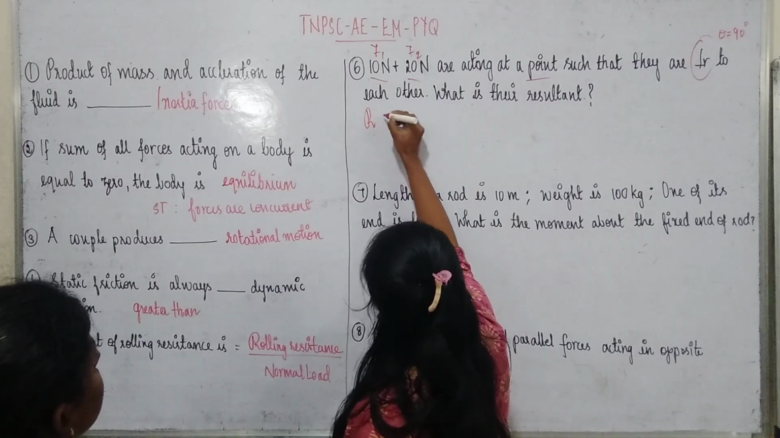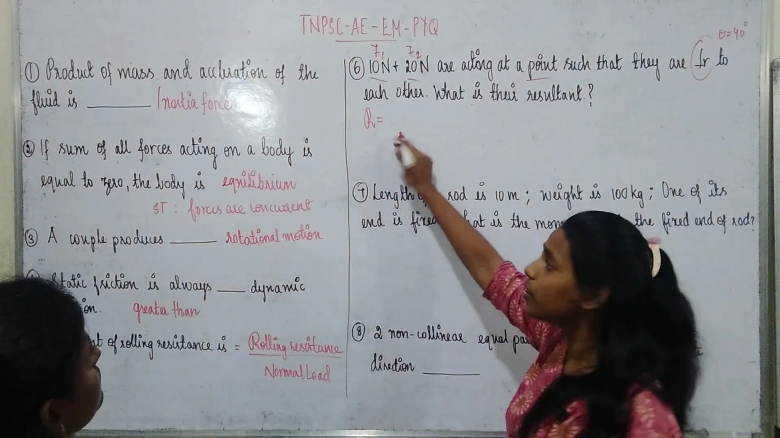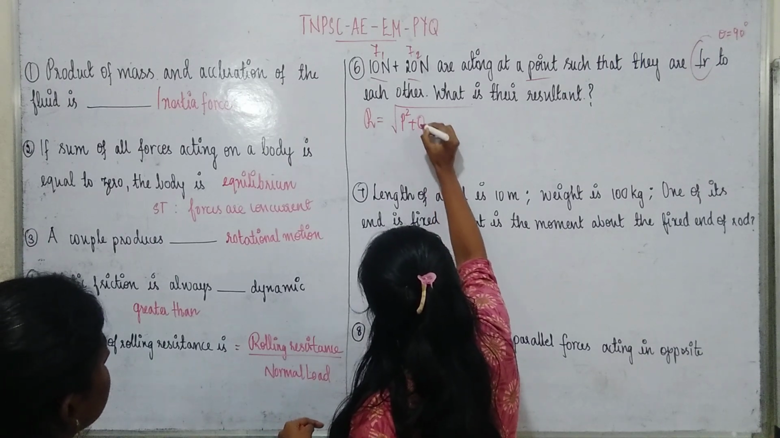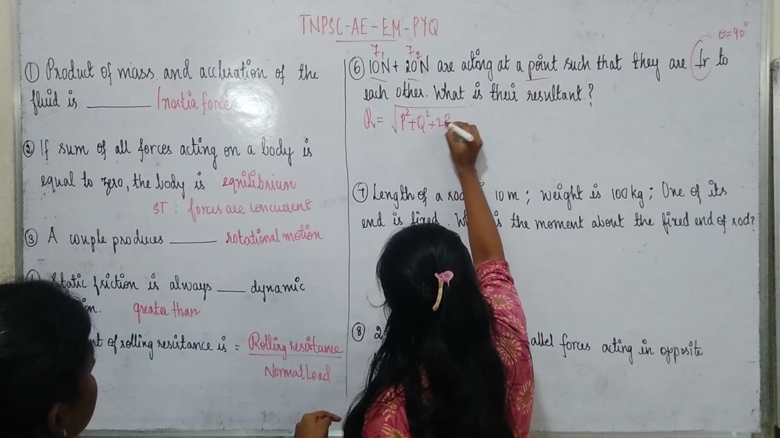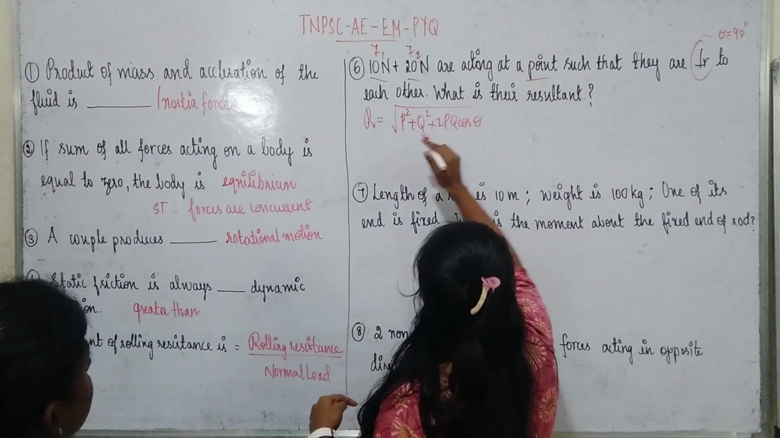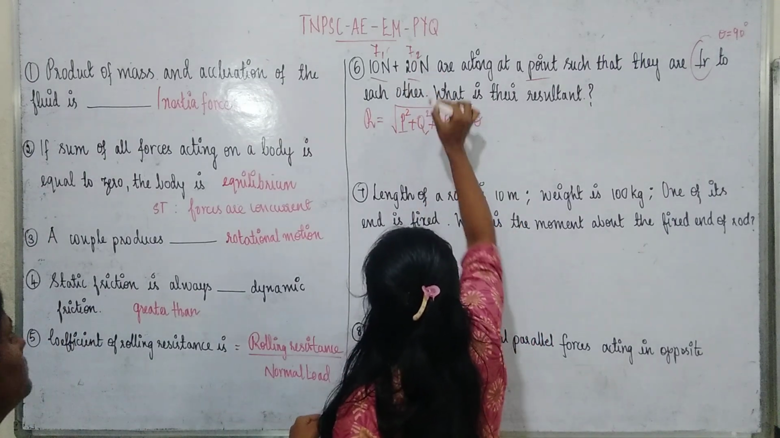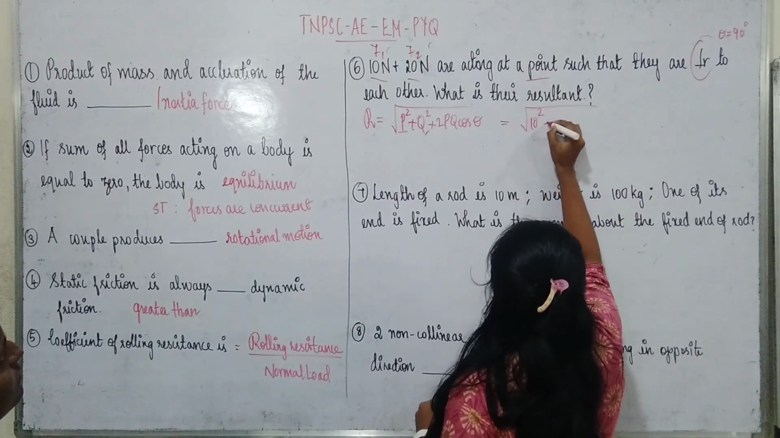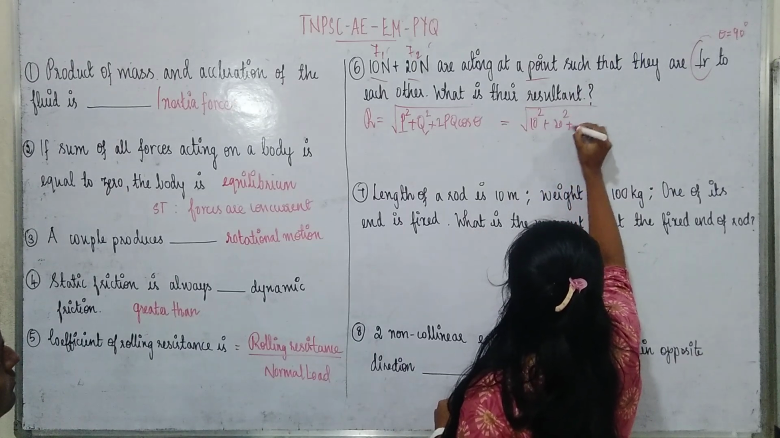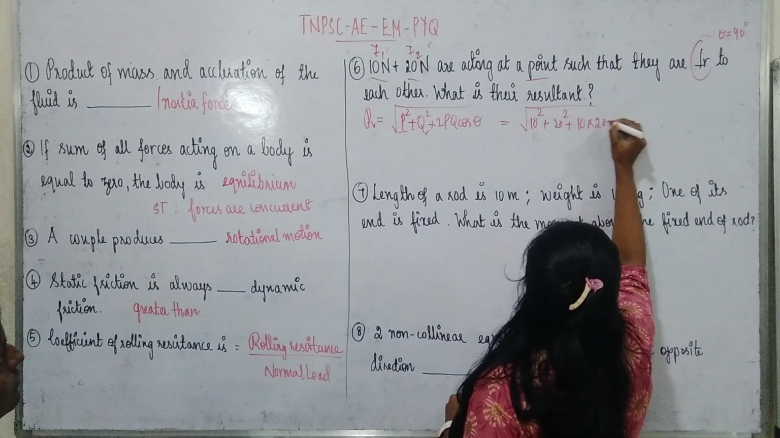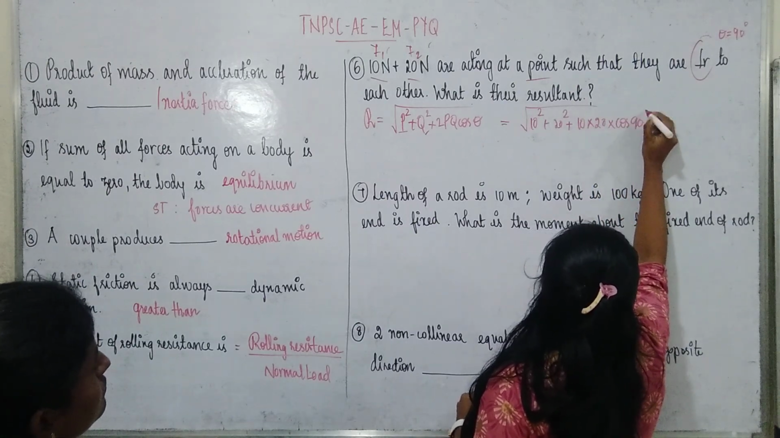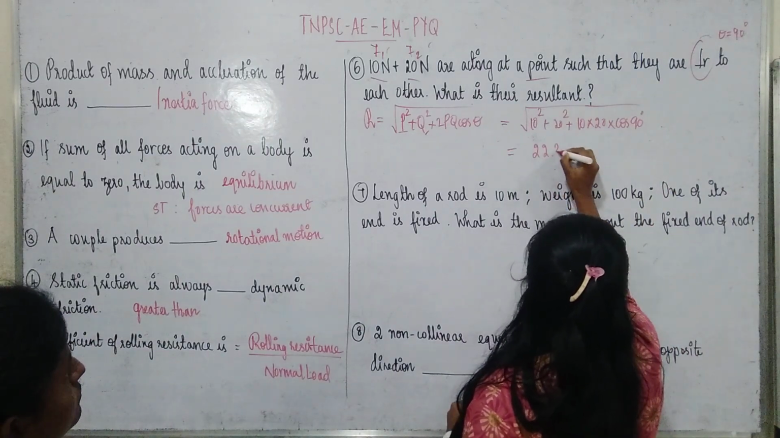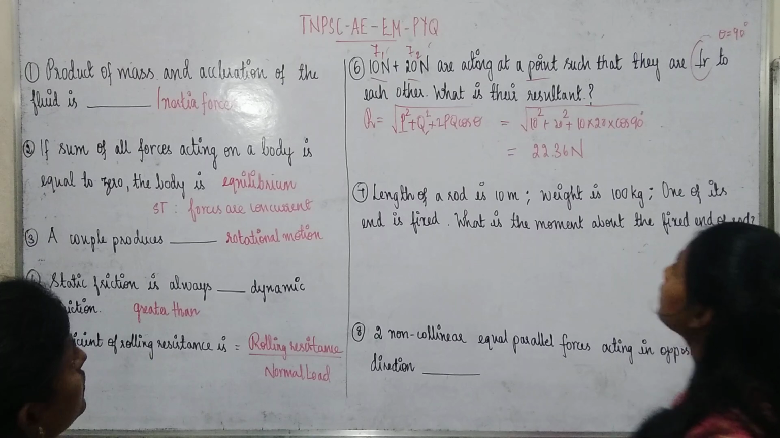So the formula for resultant force R is equal to square root of P square plus Q square plus 2PQ cos theta. So we take P as F1 and Q as F2. So we can write it as square root of 10 square plus 20 square plus 2 into 10 into 20 into cos 90 degrees, because it is perpendicular. So we get the answer as 22.36 Newton.